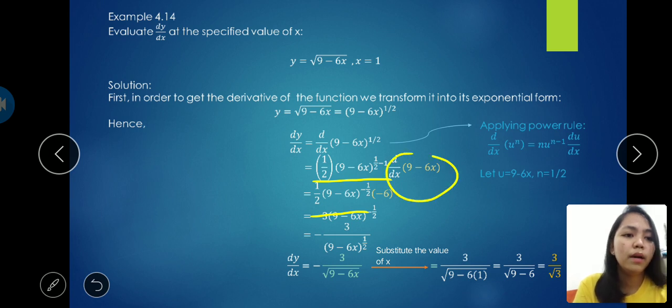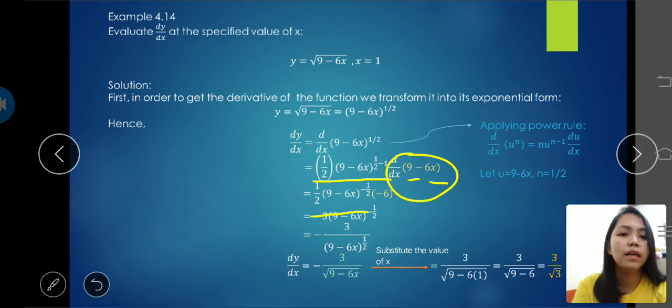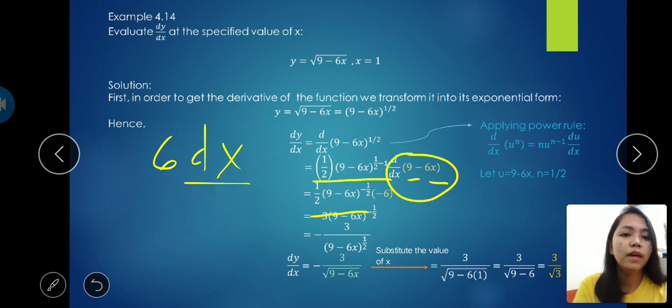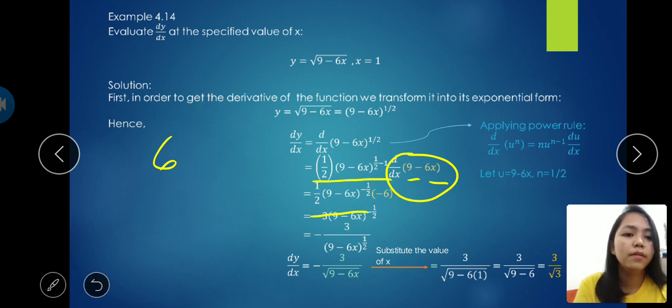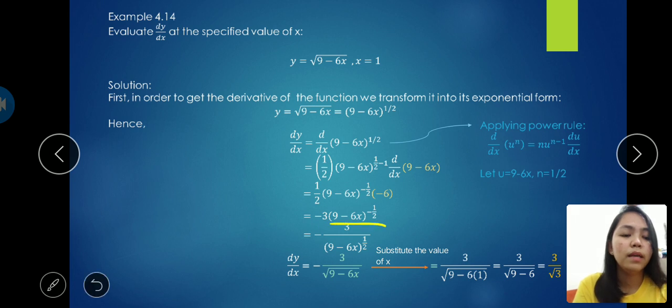Paano naman nakuha si derivative ni 9 minus 6x? Di ba, si derivative ni 9 is 0. Ano naman yung derivative ni 6x? Di ba, i-factor out natin si 6, and then get the derivative of x with respect to x, which is equal to 1. So, therefore, we have 6, or negative 6 kasi nakalimutan ko lang yung negative. So, ayan na, negative 6. Simplify ulit natin. We have negative 6 times 1/2. This is equal to negative 3. And then, copy mo lang si 9 minus 6x. Simplify ulit natin. Di ba, negative 1/2, pwede na siyang ibaba.